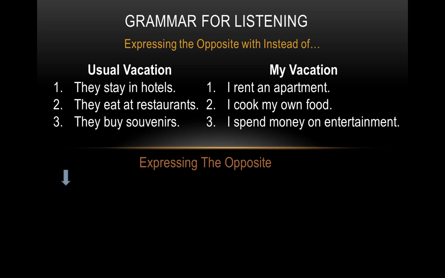So the first thing I do at the very beginning of the sentence is to insert "instead of." Then I use the verb of the sentence. Don't worry about the subject, just the verb. And I put the verb right here. Then I have to use -ing. So, "instead of staying in hotels," pay attention to the punctuation, although you don't have to learn punctuation for listening, for writing, you do. So we use a comma.